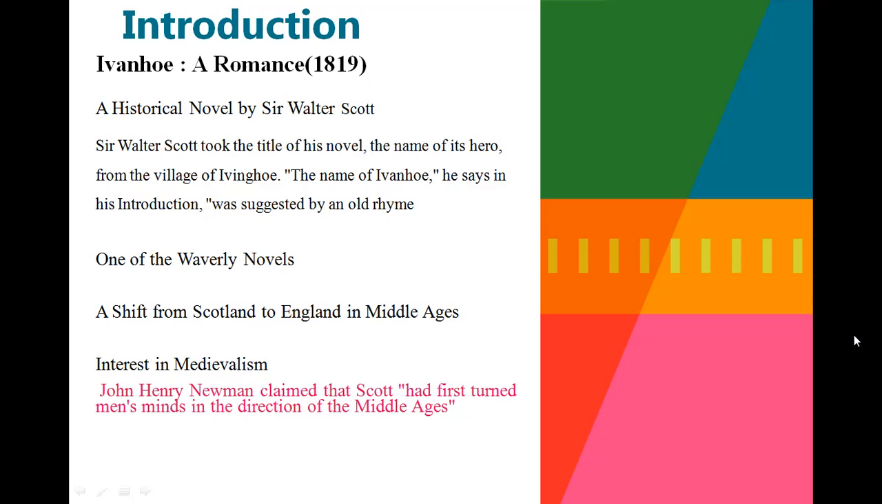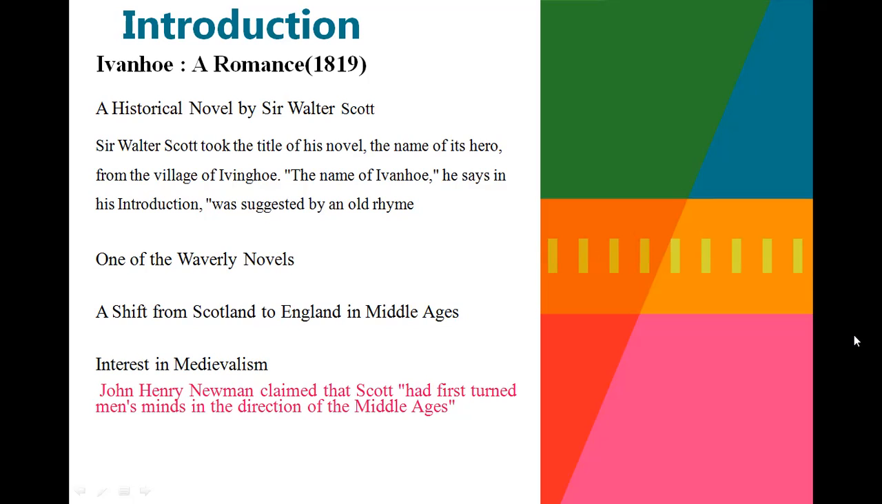Sir Walter Scott took the title of his novel, the name of its hero, from the village of Ivanhoe. The name of Ivanhoe, he says in his introduction, was suggested by an old rhyme. Ivanhoe is one of the Waverley novels. Waverley novels is a long series of historical novels written by Sir Walter Scott, and Waverley is the first novel in this series.